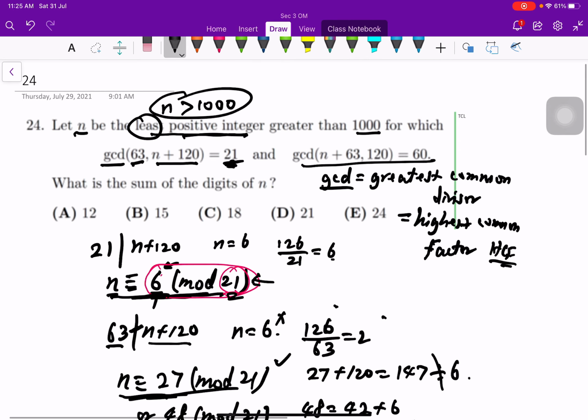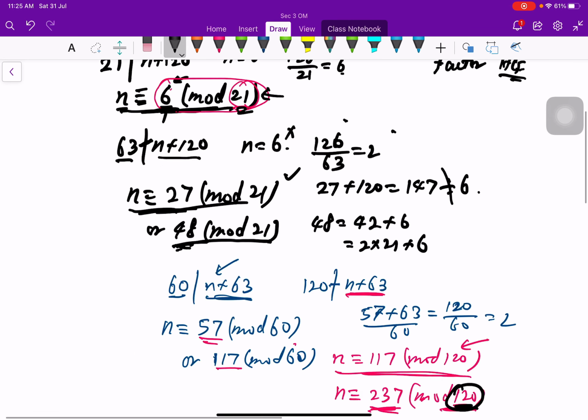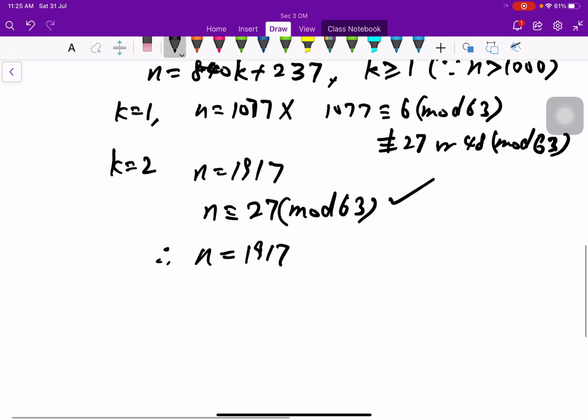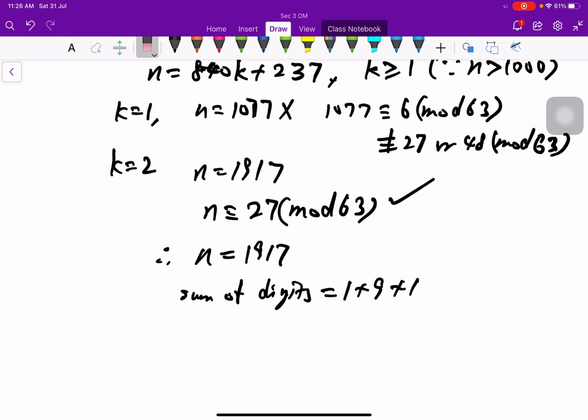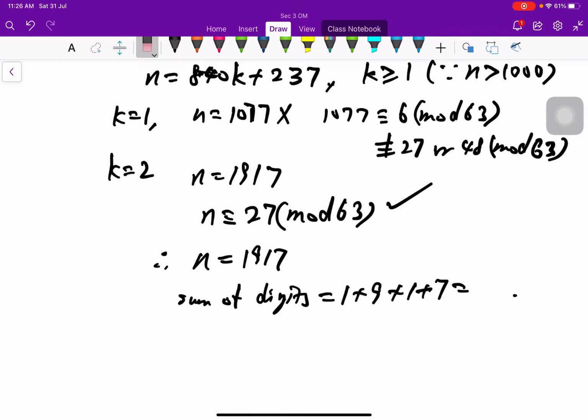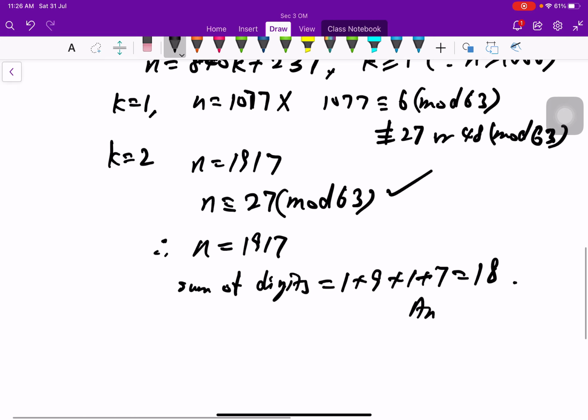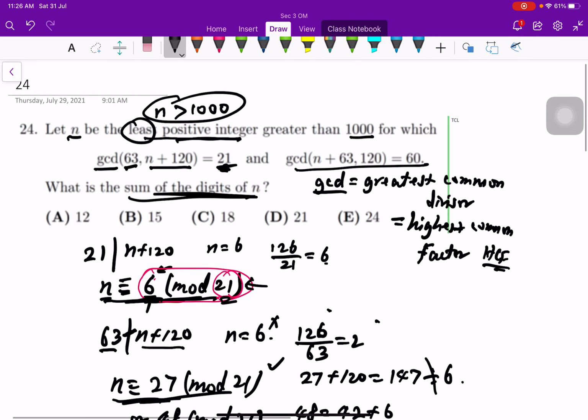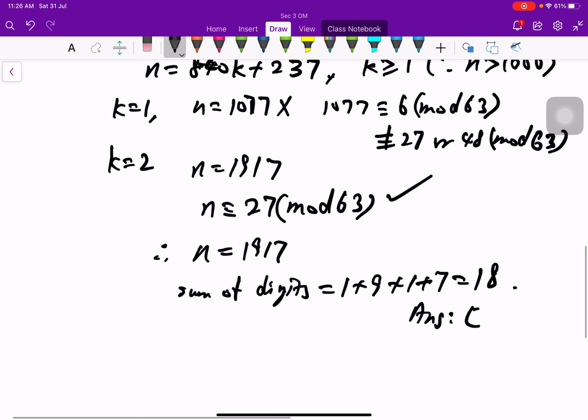And the question, they make a twist. What is the sum of the digits? The sum of the digits in this case is actually 1 plus 9 plus 1 plus 7. And then this will be 28? No, this will be 18, sorry. This will be 18. And then the answer is C. The answer is C, right? C is number 18. Okay. Therefore, with that, I stop here.